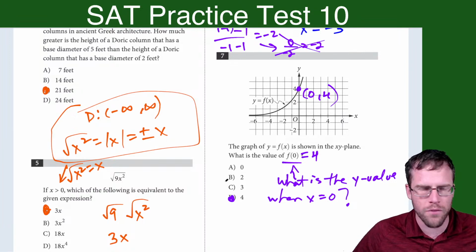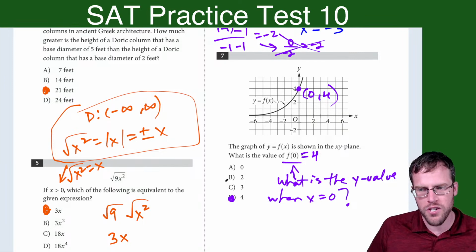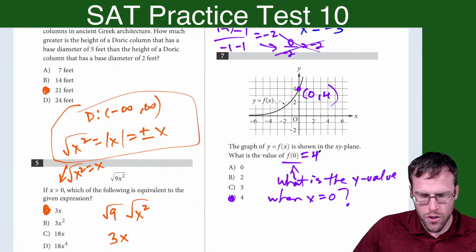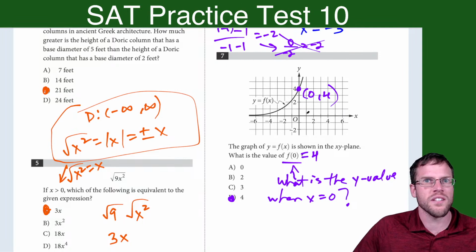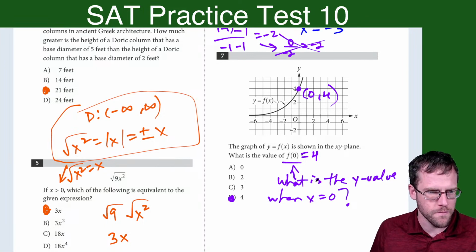Okay, so those are pretty straightforward if you know what it's asking. You have to know your notation, what it means to go from f of 0 to what f of 0 means on the graph. And it's asking you in this phrase here, what is the y value when x equals 0?